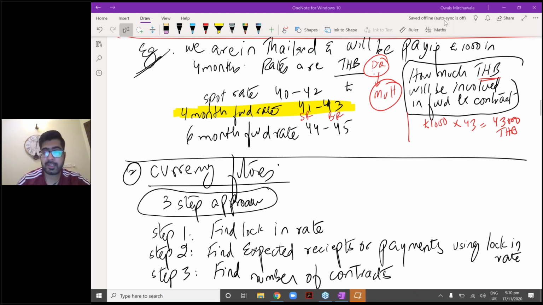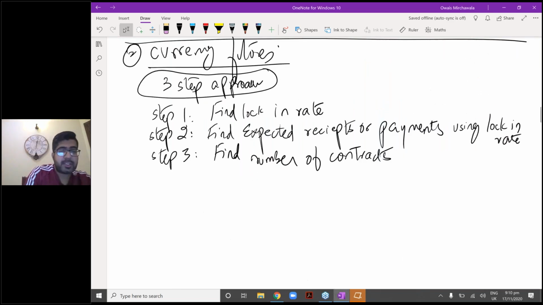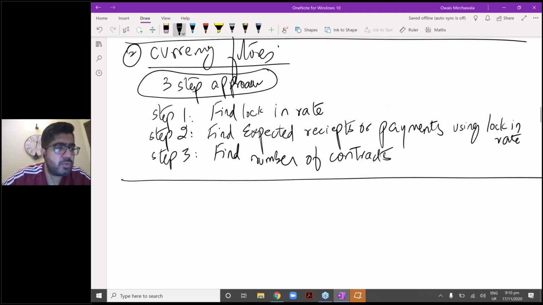Okay, the next technique is the currency futures technique. Now in the currency futures technique, futures are also similar to a forward exchange contract with some slight differences. They also fix a rate with some slight differences. Now there is a three-step approach of futures, which if you're able to do, then you can definitely score full marks in futures. Now the first step of futures is to find the lock-in rate.